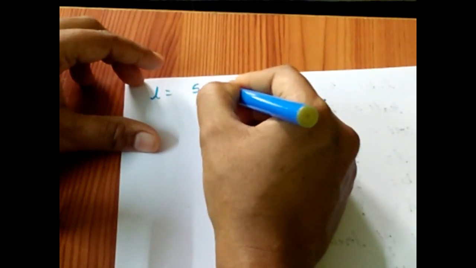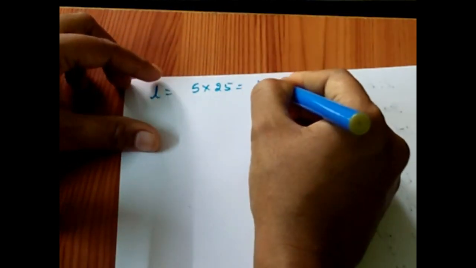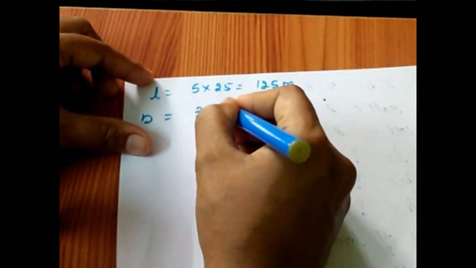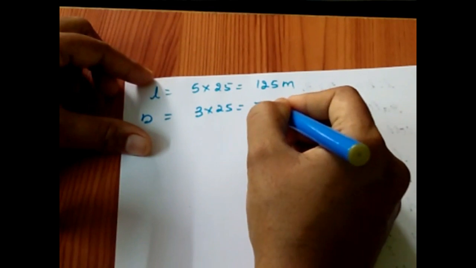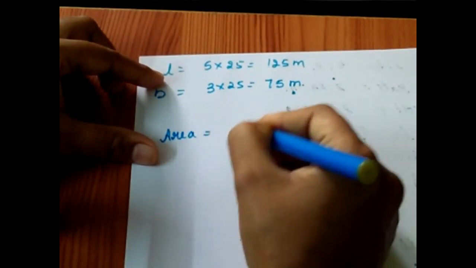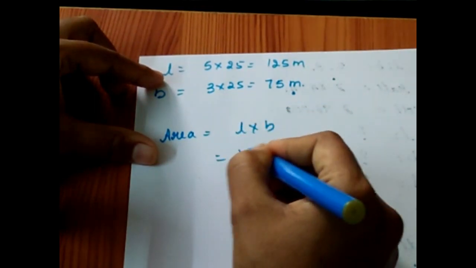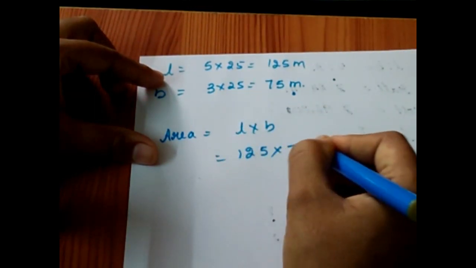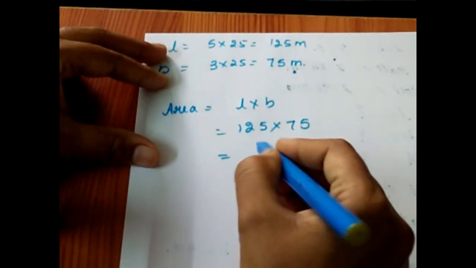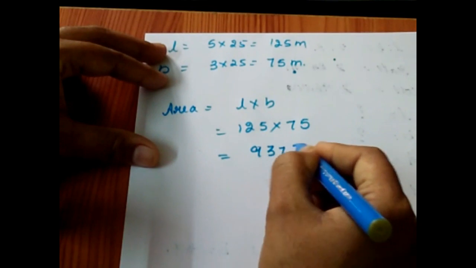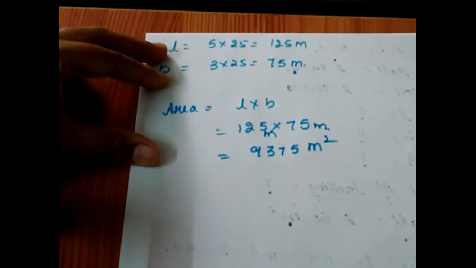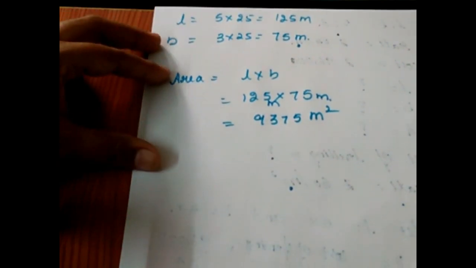That is 5 into 25, 125 meter. And breadth is 3x, 3 into 25, that is 75 meter. Next is area, length into breadth, 125 into 75. Kindly move to the margin, do the calculation. Area will be equal to 9,375 square meter. So both length and breadth are expressed in meter.